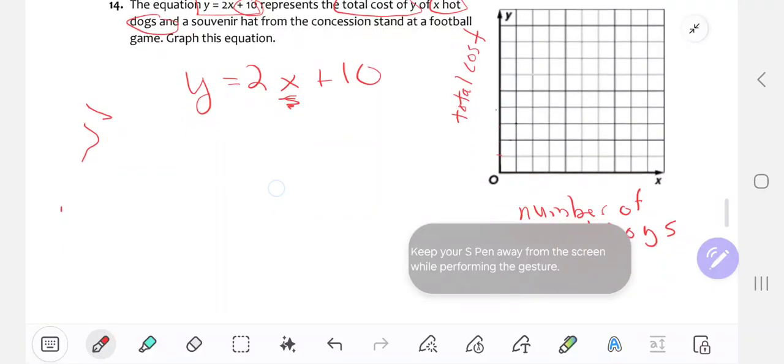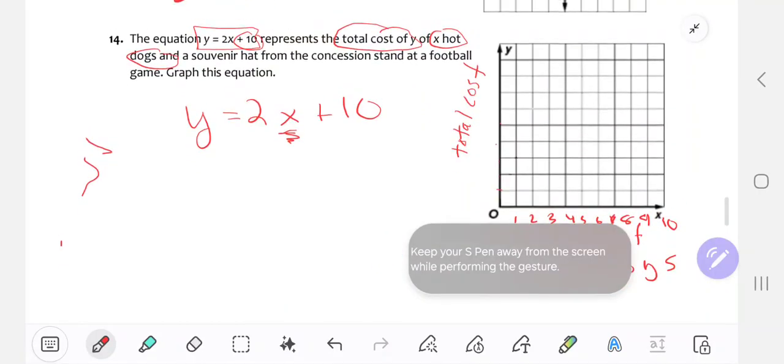Okay, so now we have to graph, and we can't fit it if we only go up by 1. So we can go up by 1s over here. And sometimes you're just going to have to try it and then make a mistake and erase it and try again. Okay, here we can go up by 2s. 4, 6, 8, 10, 12, 14, 16, 18, 20. All right? And at 0 hot dogs, we still bought the souvenir hat. But then what happens every time we buy a hot dog? The cost goes up by what? $2, right? $2 per hot dog.